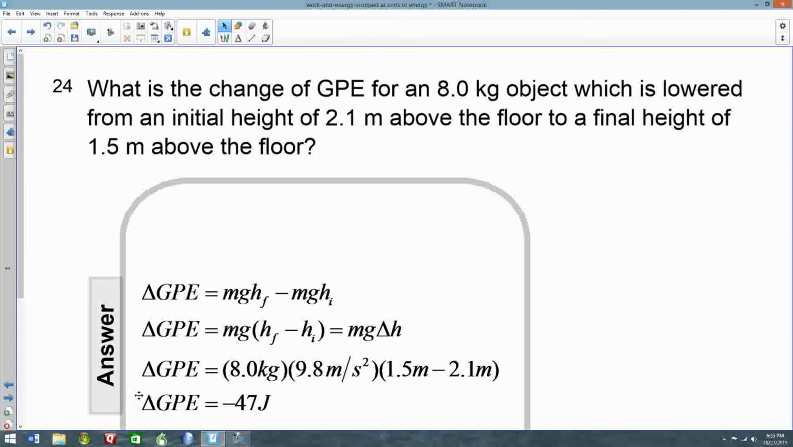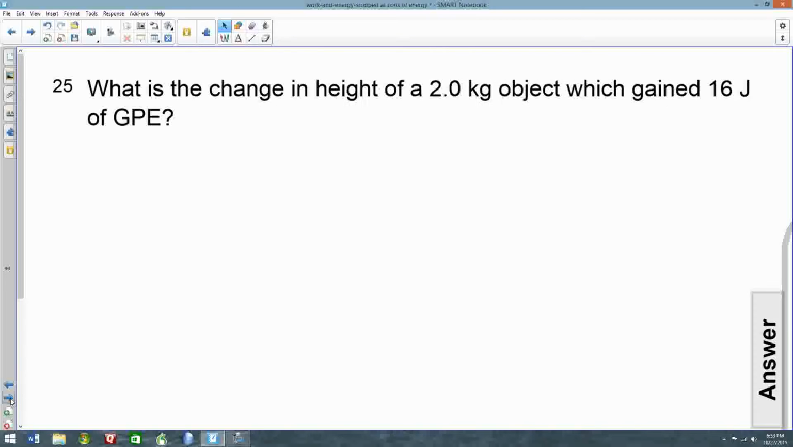Notice that we do end up with a negative number here, and we should. Our final height is lower than our initial height, and this means that the change in energy will be negative. We're losing energy as we lower the book, or the object.